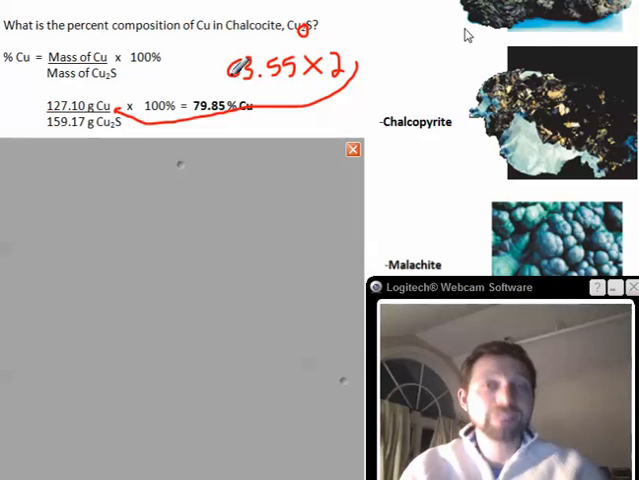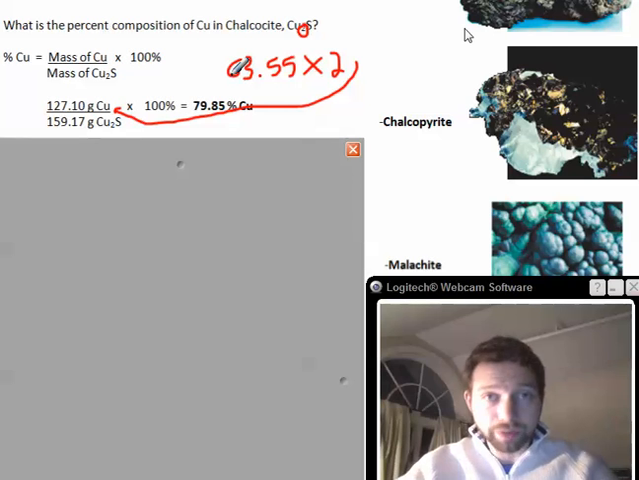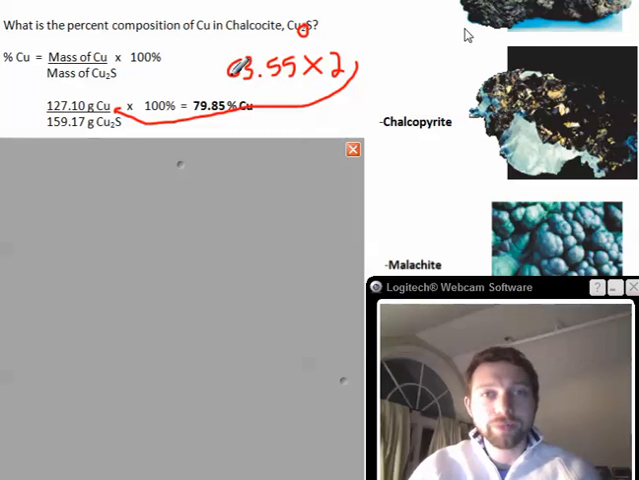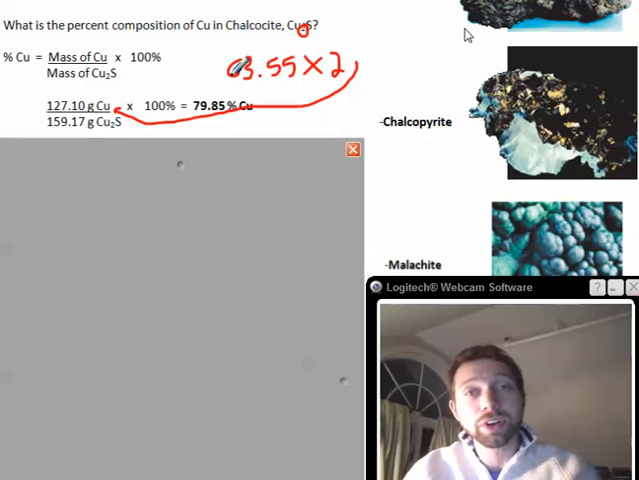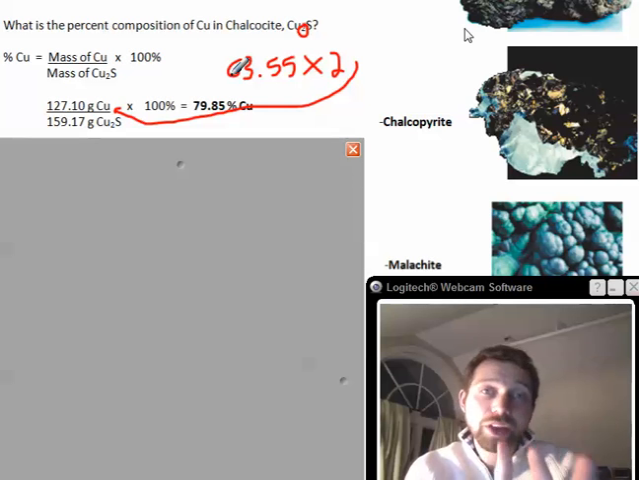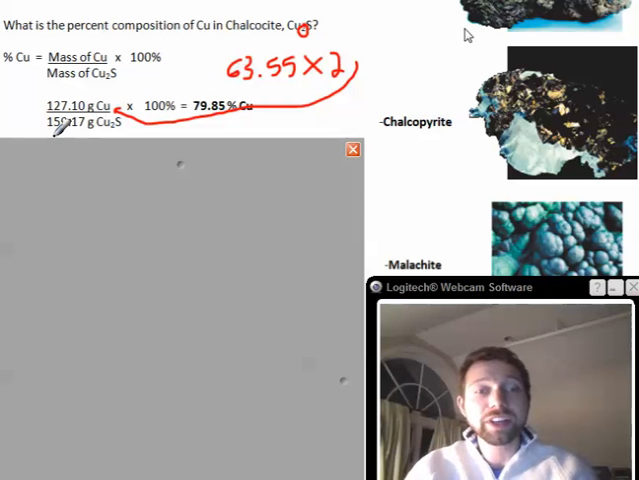Well, we have to again divide by the total mass. So how do we figure out the total mass of chalcocite? Well, we now have to add the 2 coppers and the sulfur there. If you add those masses, you get 159.17 grams. So we take those 2 numbers, divide them, multiply by 100, and get 79.85% copper out of the total chalcocite.